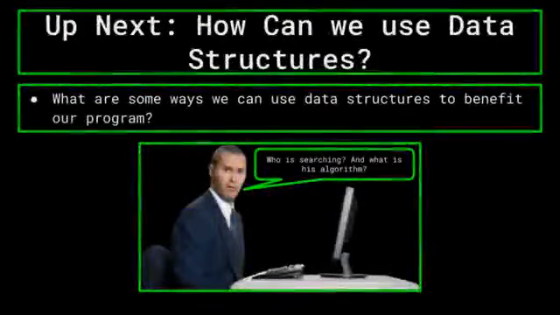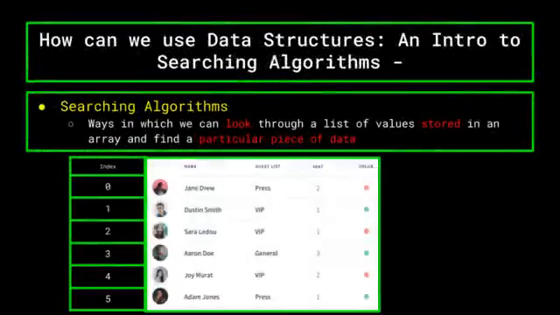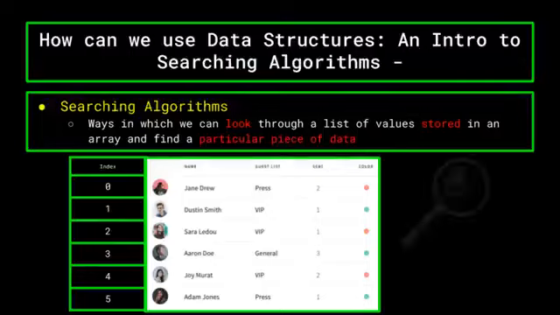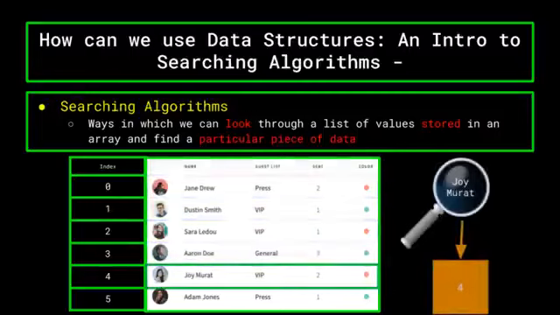Now, just as there are many ways to store information in computer science, there are even more ways of searching through lists. Searching algorithms, at their core, are ways in which we can look through a list of values stored in an array, say a patient name list or a Hive score list, and find a particular piece of data. The goal of a searching algorithm is simply to give the algorithm a string or object you want it to find, and have it return the index of the array that contains that string or object as fast as possible.